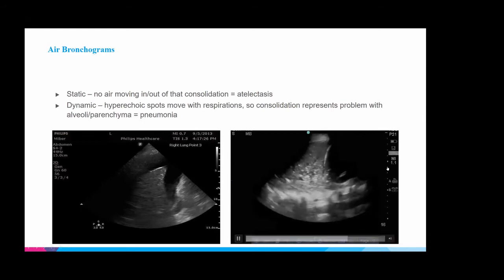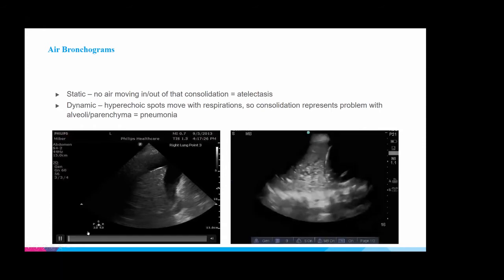And so you're going to get what's called dynamic air bronchograms. Dynamic air bronchograms are more indicative of a pneumonia or infectious process, whereas static air bronchograms are more indicative of an atelectatic process.